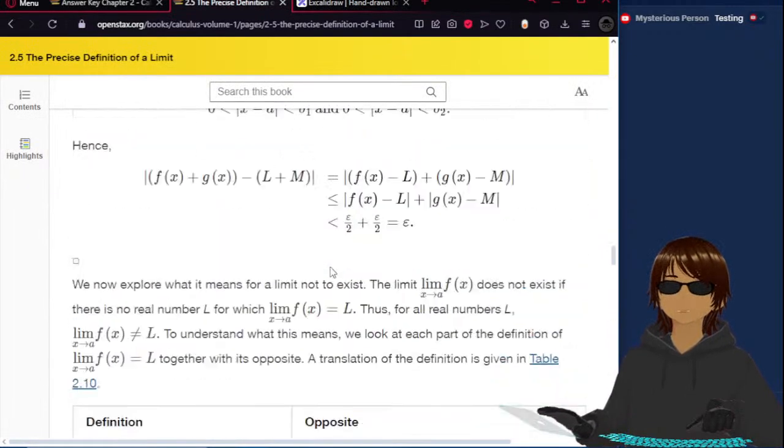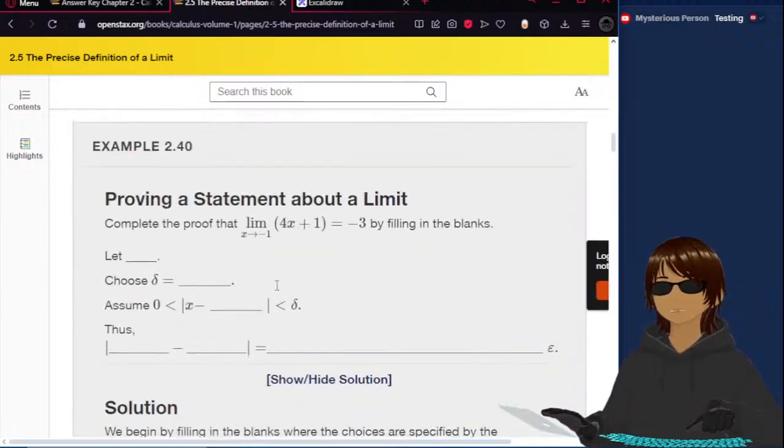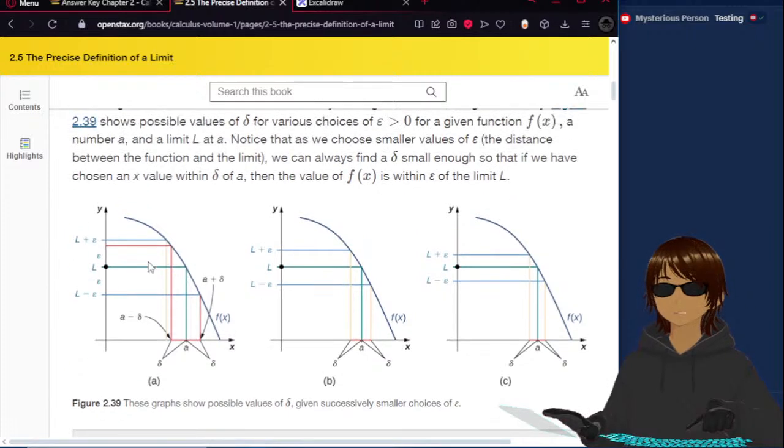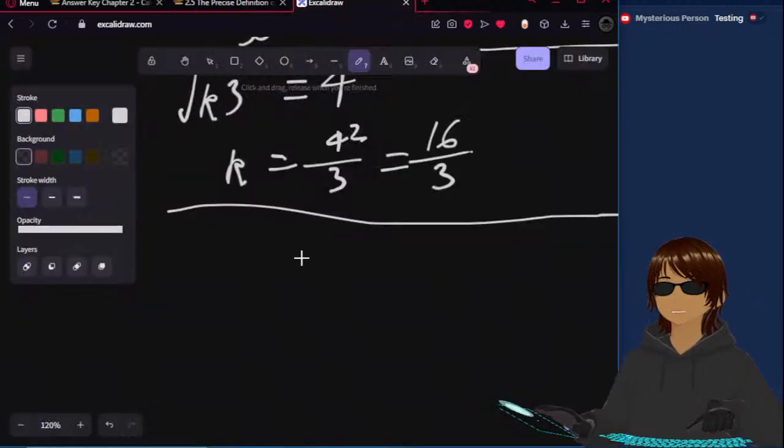But first, I want to talk about the definition. Why couldn't it be that when there's an epsilon, there's a delta? No, it is this case, but why couldn't it be that when there's a delta, there's an epsilon?